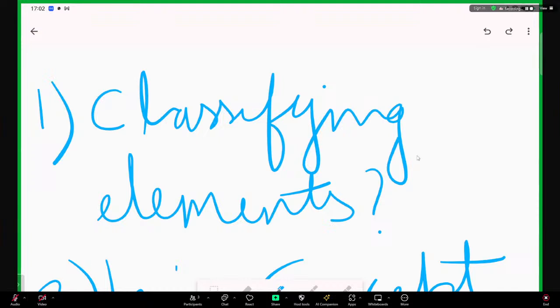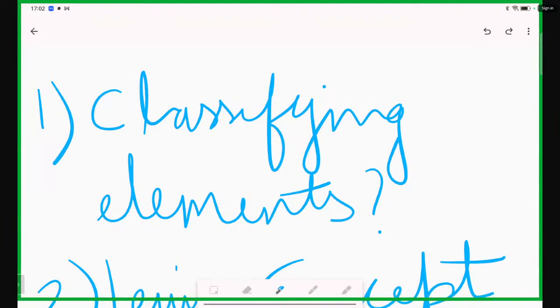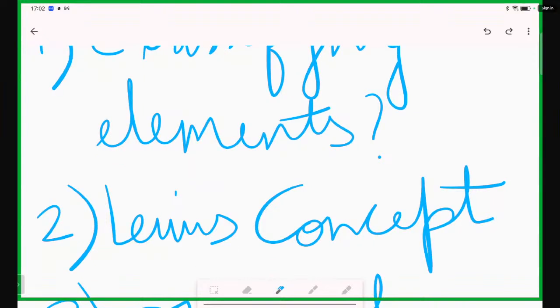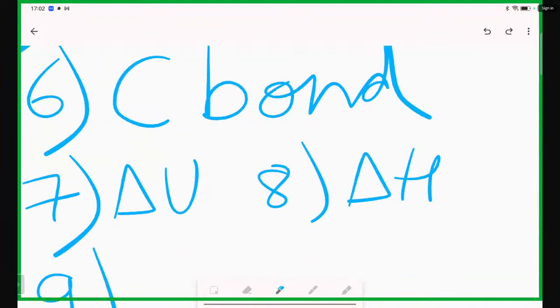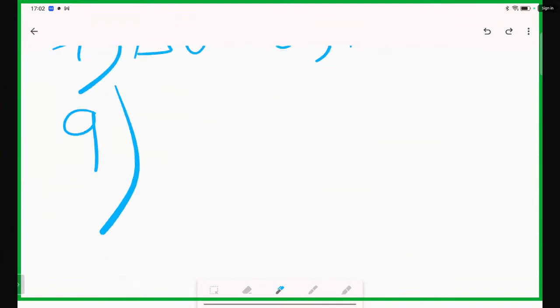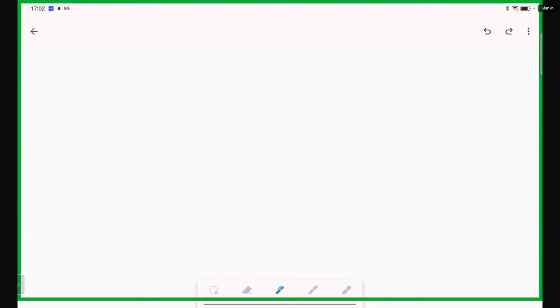So, our first question is... I will give a brief of what the questions are. Lewis concept. What is one mole? What are orbitals? Hess's law, carbon bonding. Why is delta U zero in an isothermal process? What does delta H mean? And what is the orbital configuration of calcium? So these are a few questions which we will be discussing today, and these questions will allow us to understand chemistry well.